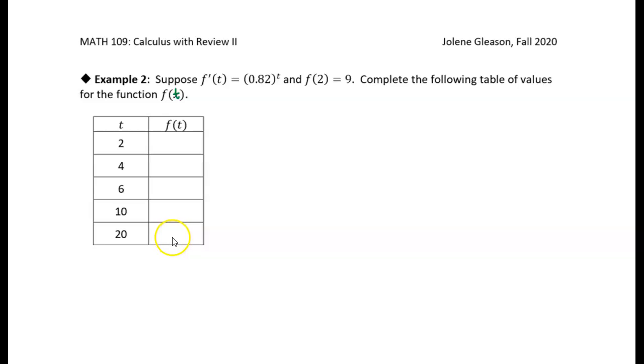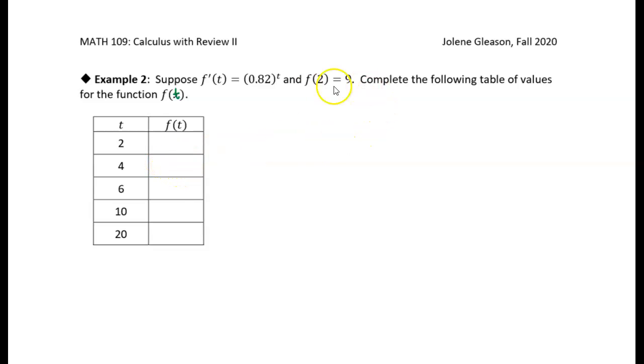All right, in this example, we're given a rate of change function. We're told that f prime of t is given by 0.82 to the t power. We're also given some information about the original function: f of 2 is equal to 9. And we want to complete the table of values for f of t.